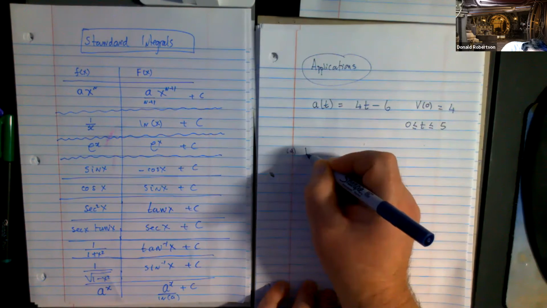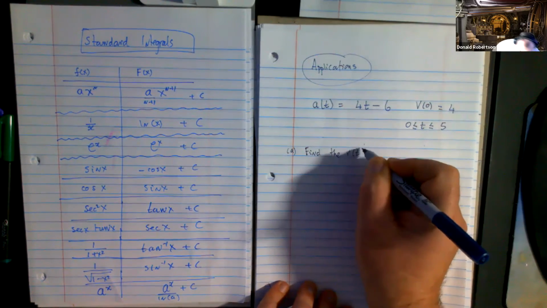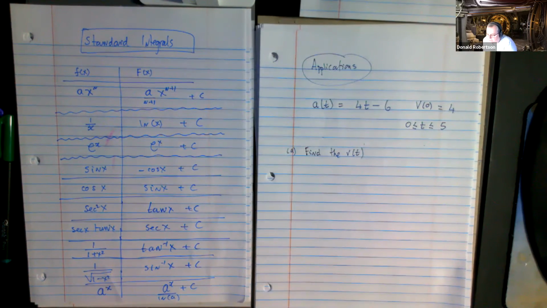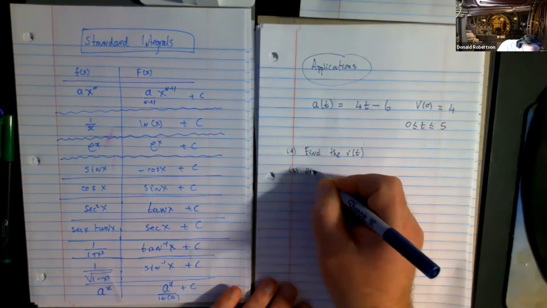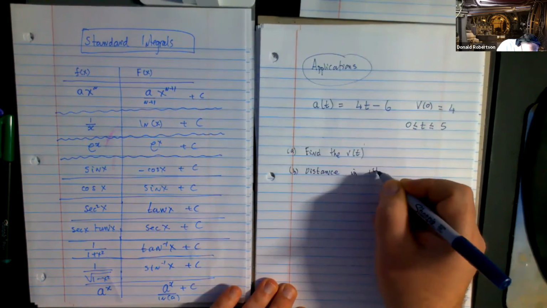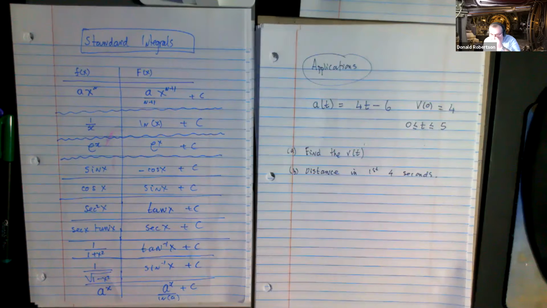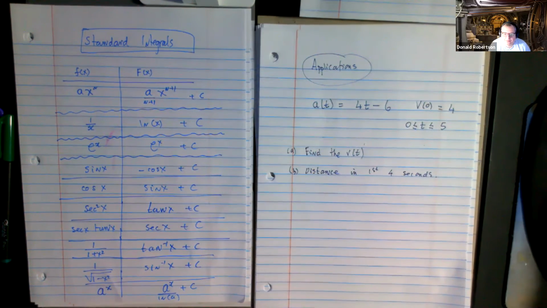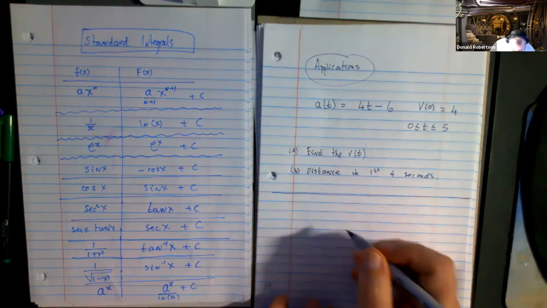The first one is, find the velocity function at any given time. In other words, what is the speed? I'm using the layman's term. What is the velocity of this moving object? And question B is, what distance does it travel in the first 4 seconds? That's interesting. Okay, let's solve it one at a time.